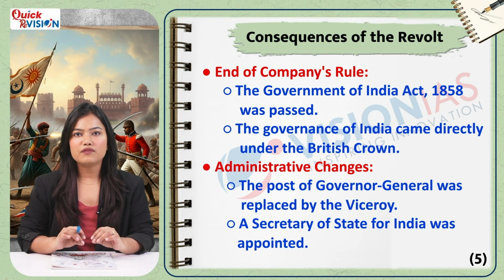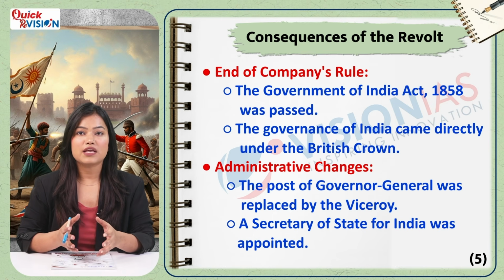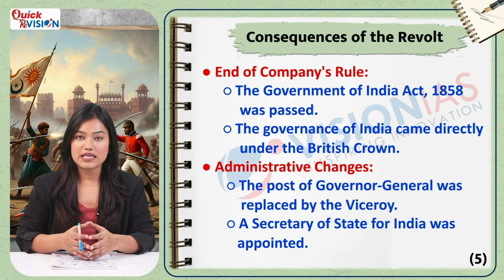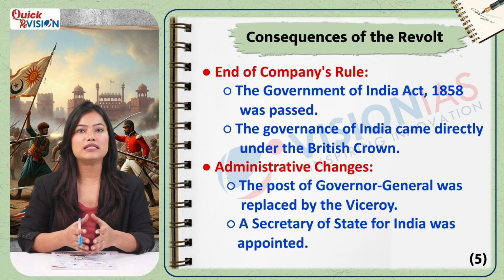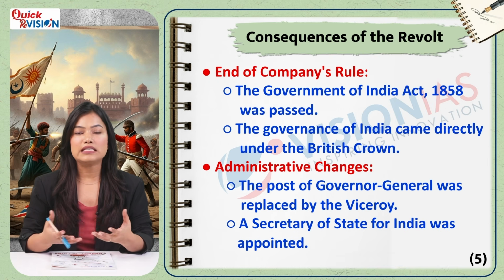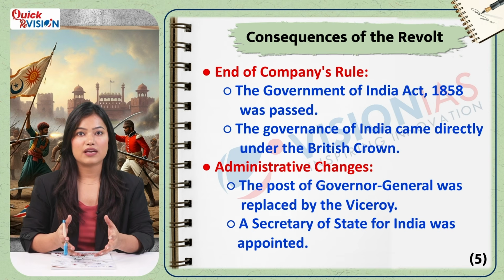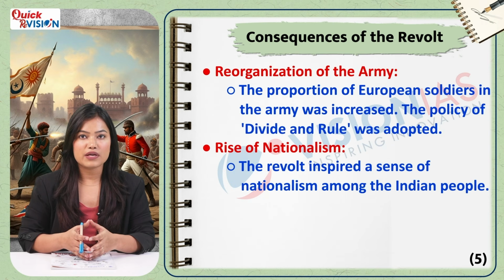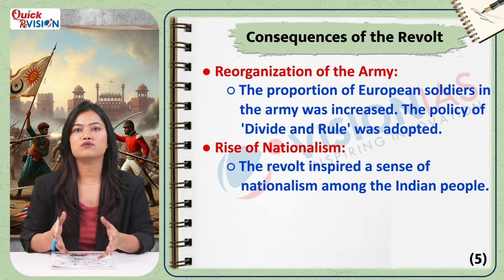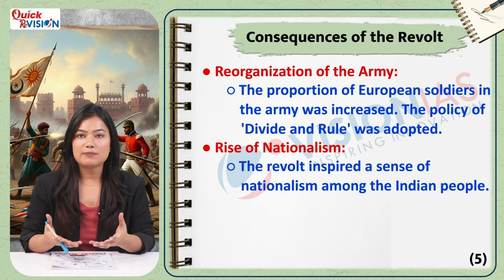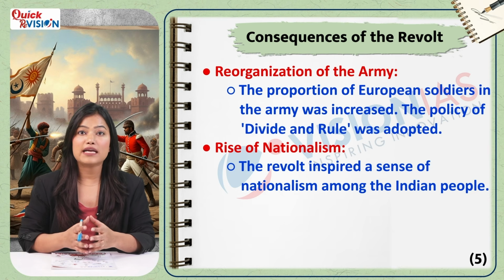The most significant outcome was the passing of the Government of India Act 1858, which ended the rule of the East India Company and brought India directly under the British Crown. The post of Governor-General was now called the Viceroy. The British reorganized the army, increasing the proportion of European soldiers. They more strongly implemented the policy of divide and rule.